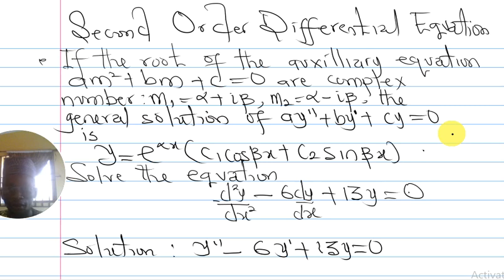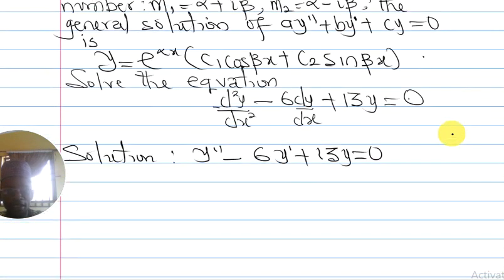If the roots of the auxiliary equation are complex numbers, that is, my root m1 is alpha plus i beta, m2 is alpha minus i beta. Now let me solve this one without wasting our time.